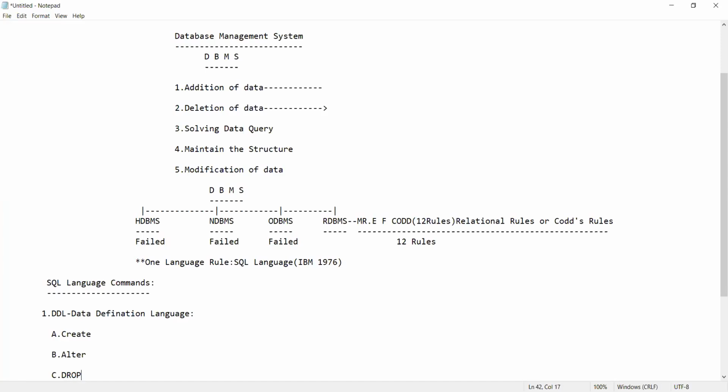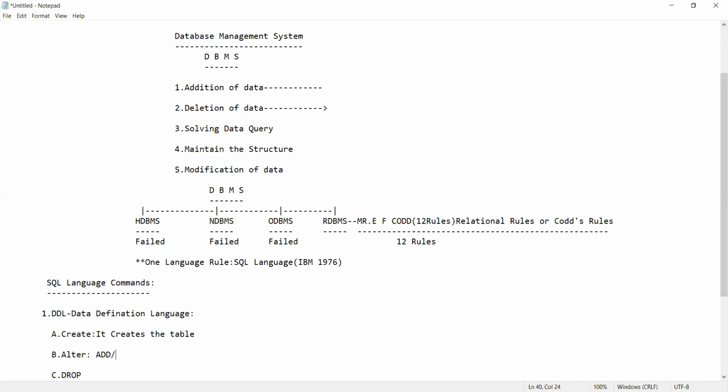Create means it creates a table. That's it. Alter means it alters the table, that means it changes the table. An existing table is there, and you have to make some changes. For that, Alter comes with three subcommands.